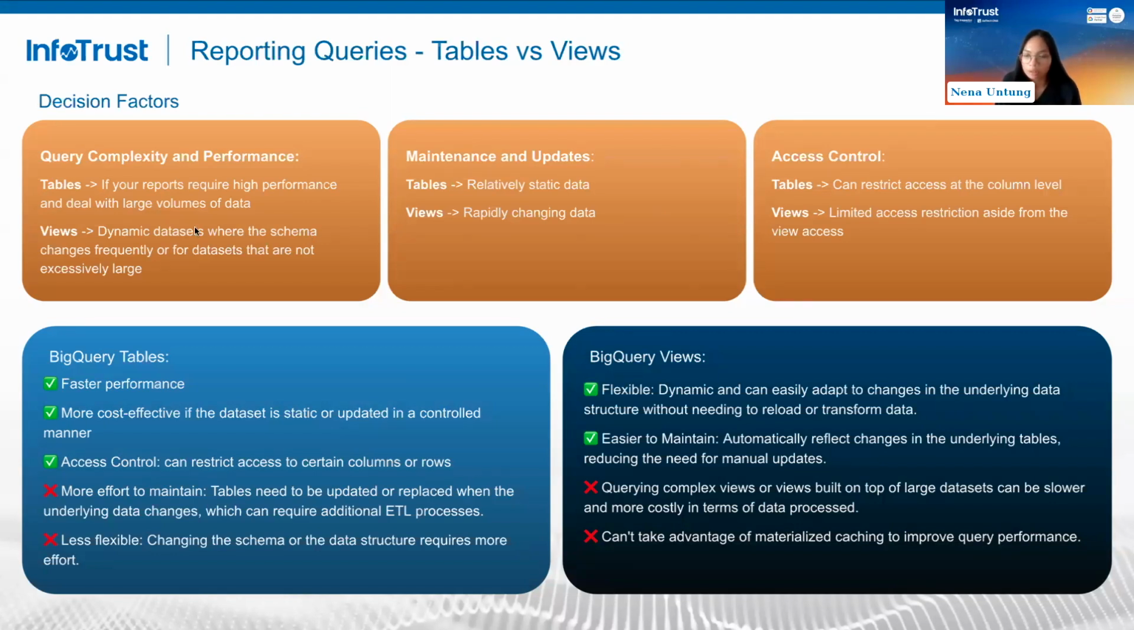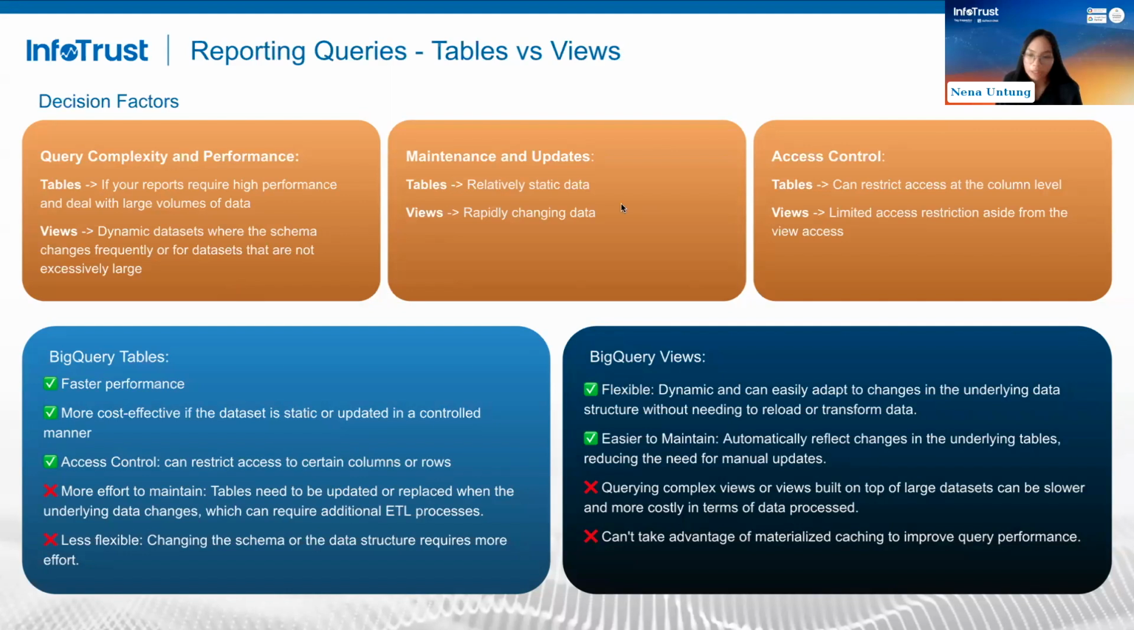Generally speaking, tables are best for complex queries because the data is physically stored after the query runs, whereas views will run the query each time it is being accessed. So sometimes it might result in slower performance, especially if you have a complex query that pulls a large amount of data. So depending on your requirements or needs, you can determine whether a table or a view is better there.